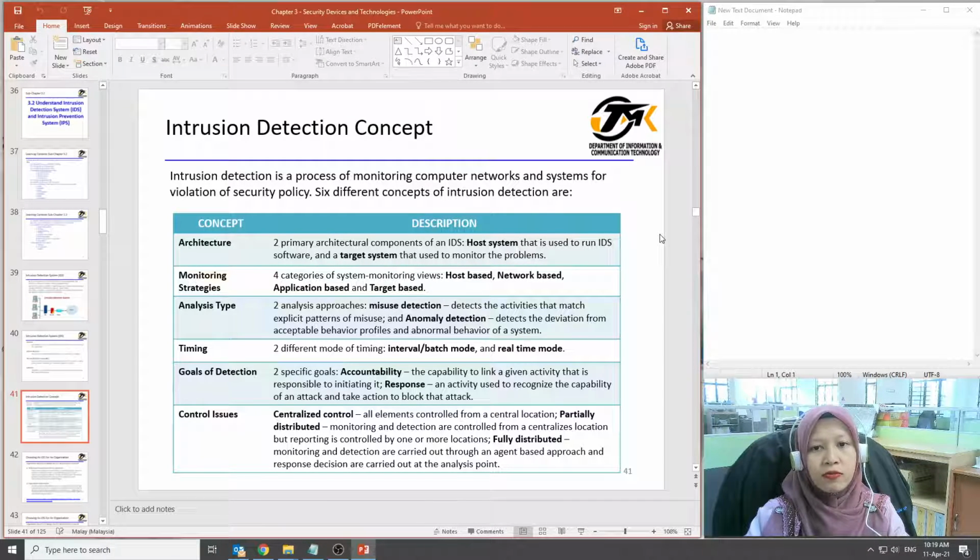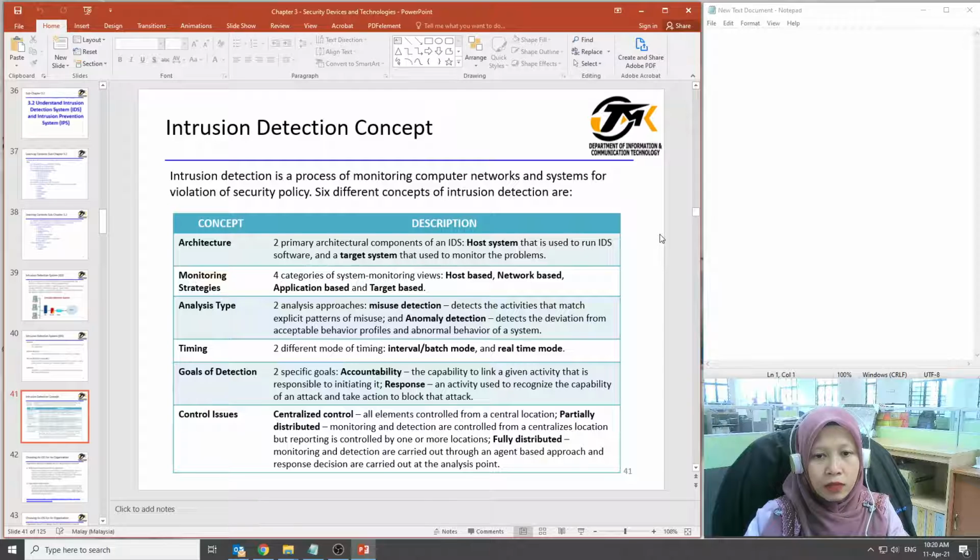So there are 6 different concepts of IDS. Okay, the first one is the architecture. So basically there are 2 primary architecture components of IDS. The first is the host system, which runs IDS software, and the second is a target system that is to be monitored. Okay, the second concept is monitoring strategies. So you want to monitor the detection based on what strategies? Okay, so it can be host based, network based, application based, or target based.